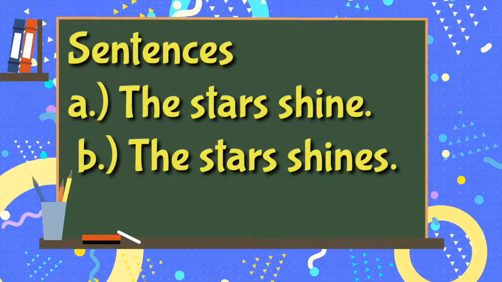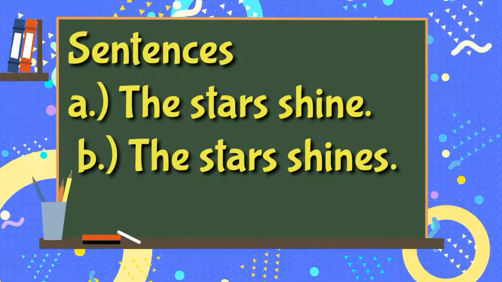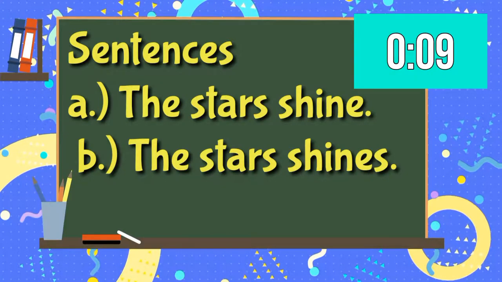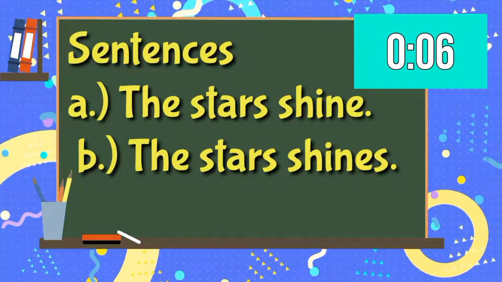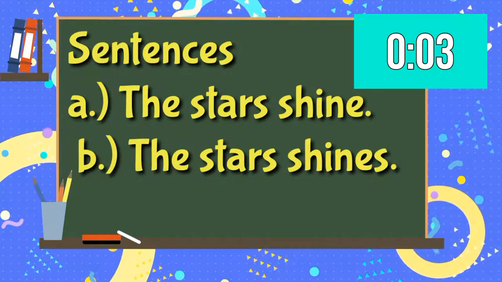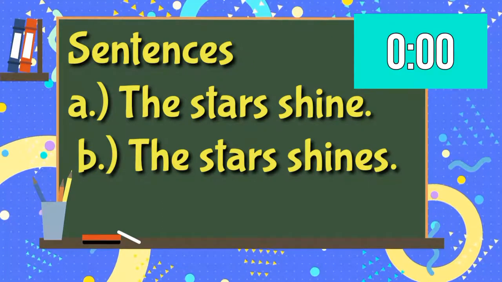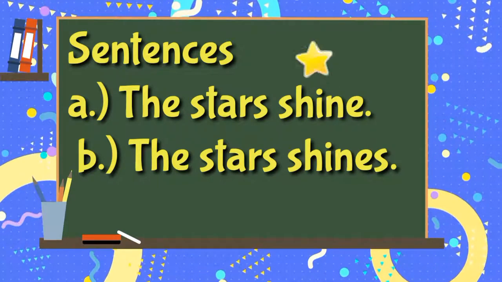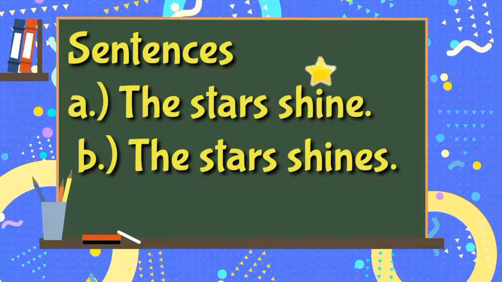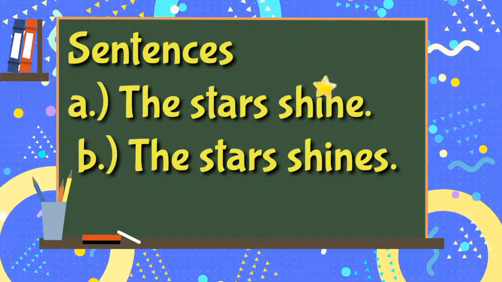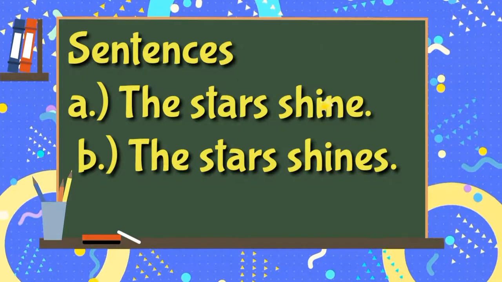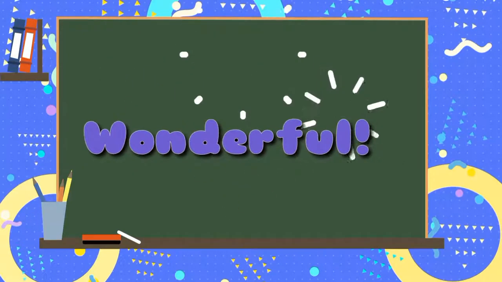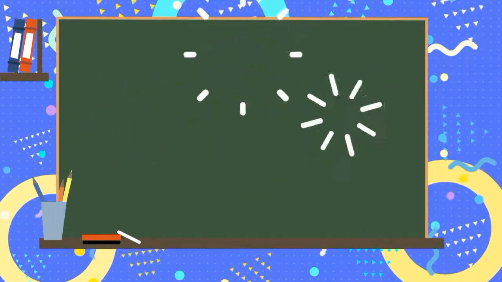Now that you know some basic rules in subject-verb agreement, can you spot which sentence is correct? I'll give you 10 seconds to think of your answer. Time's up! Letter A, the stars shine. Letter B, the stars shines. What do you think is the correct answer? Is it letter A or is it letter B? Wonderful! The correct answer is letter A.